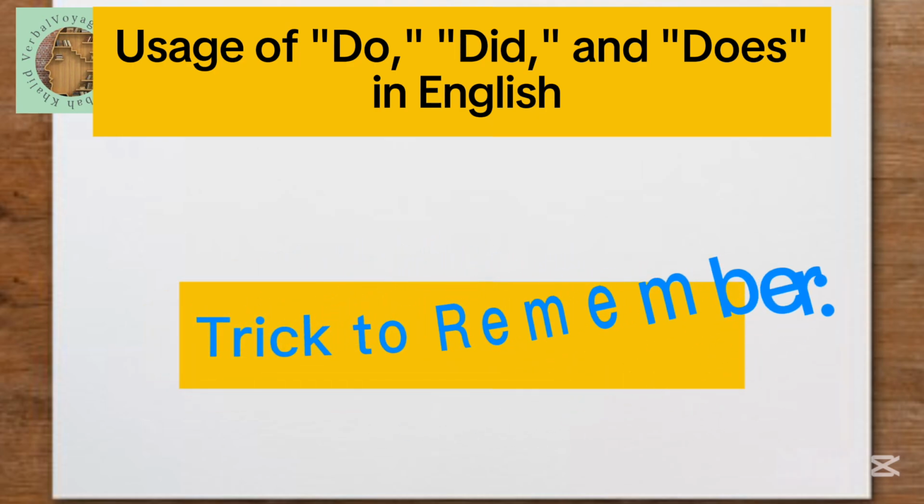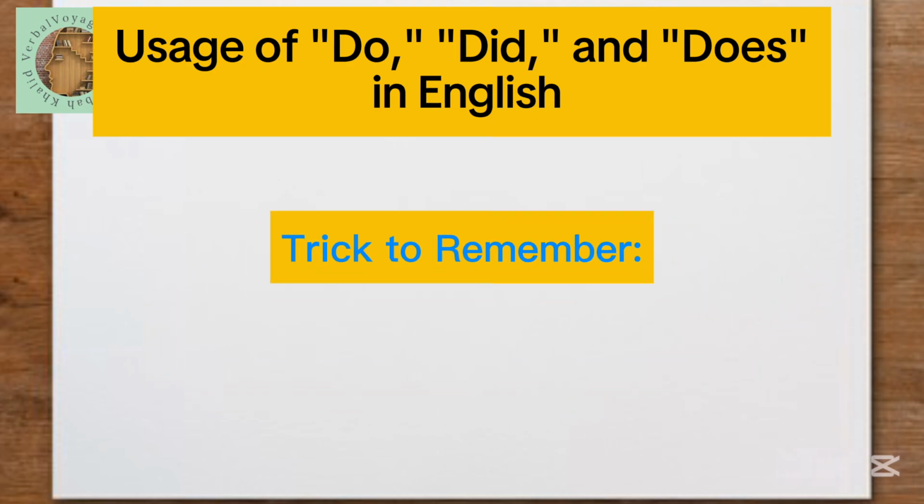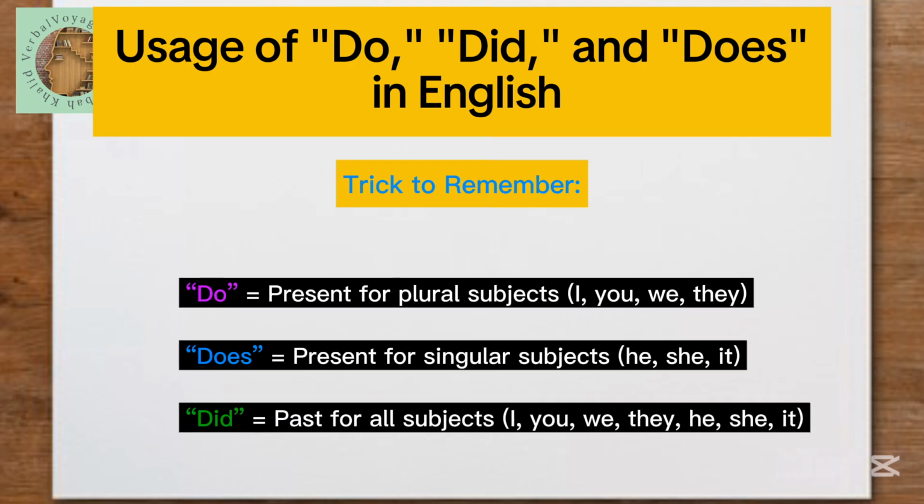Now we learn a trick to remember. Do is used for present for plural subjects: I, you, we, they. Does is used for present for singular subjects: he, she, it. Did is used for past for all subjects: I, you, we, they, he, she, it.